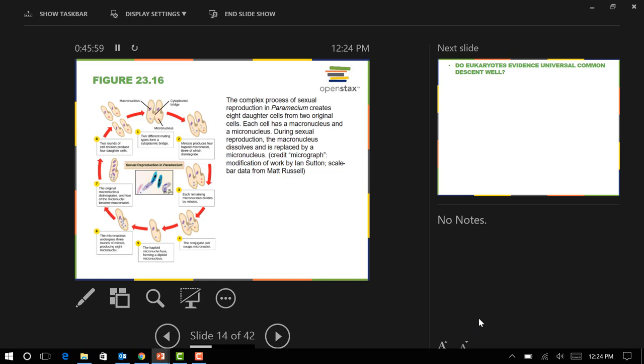Is this the case just for paramecium? That's a good question. As far as this goes, I don't know if this specific type of sexual reproduction has been demonstrated in any other protists, but you have some similar patterns. Yeah, but the whole idea with sexual reproduction is that you have to find some way of mixing that genetic material. And so this is the way paramecium do it.